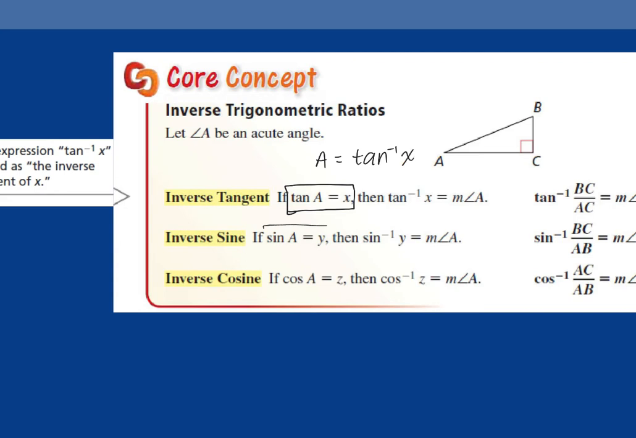Same thing here. The sine of a equals y. You take away the sine, and you write a equals the sine inverse of y. Same thing with cosine. The cosine of a equals z, then the inverse cosine of z will be equal to the measure of angle a. This is super helpful when we are not given the measure of an angle, okay? Let's say we're given a right triangle and all we know are the sides. We can still figure out the angles of that right triangle using the inverse sine, cosine, or tangent, okay?